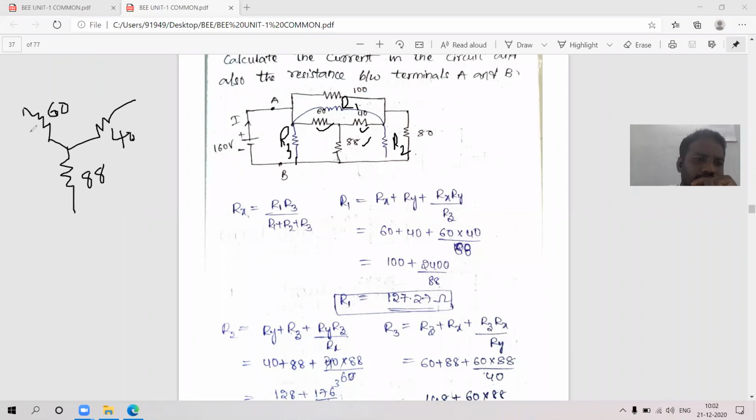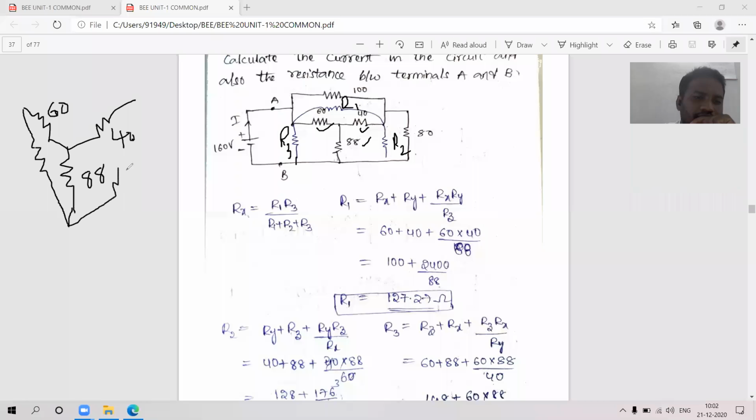Here, this will be one resistor between these two points. Likewise, between 88 and 40 you will have one more resistor, and between 60 and 40 you will have one more resistor. That is a pi network. That is R1, R2 and R3. These are the three resistors. Please respond, anyone.